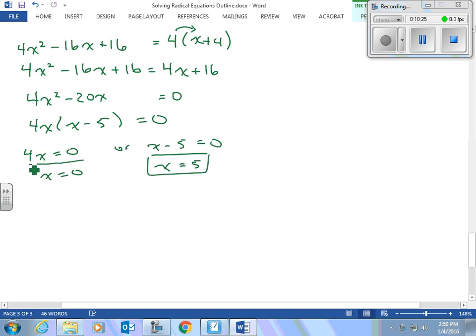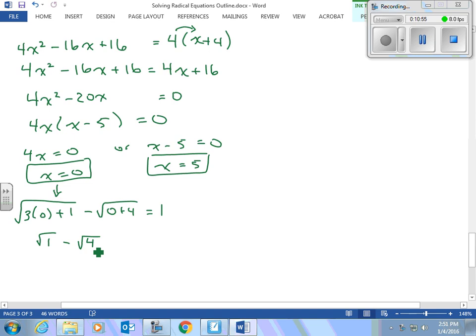So we have two proposed solutions. So let's test each of them in the original equation. So we have to go back up to the original equation. So if I test x equals 0, I have the square root of 3 times 0 plus 1, minus the square root of 0 plus 4 equals 1. So that gives me the square root of 1 minus the square root of 4 equals 1. So that's 1 minus 2 equals 1, which is not true, so not a solution. Or we could call it an extraneous solution.